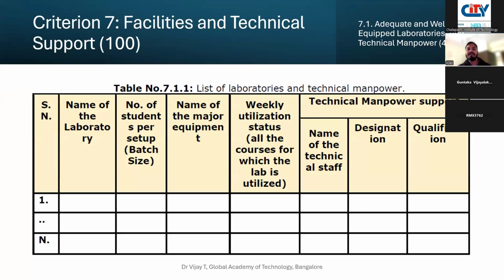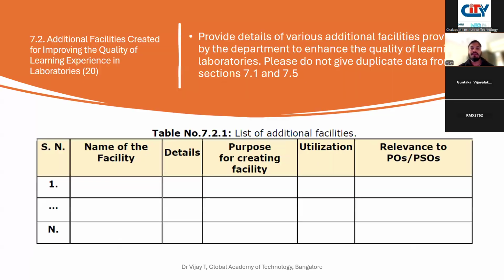Criterion 7 is facilities and technical support. So it is completely related to your laboratories, number of laboratories you have to list. So each year, two exclusive laboratories you have to showcase. So 3 years, six laboratories as a specific space you need to have for each of the programs.